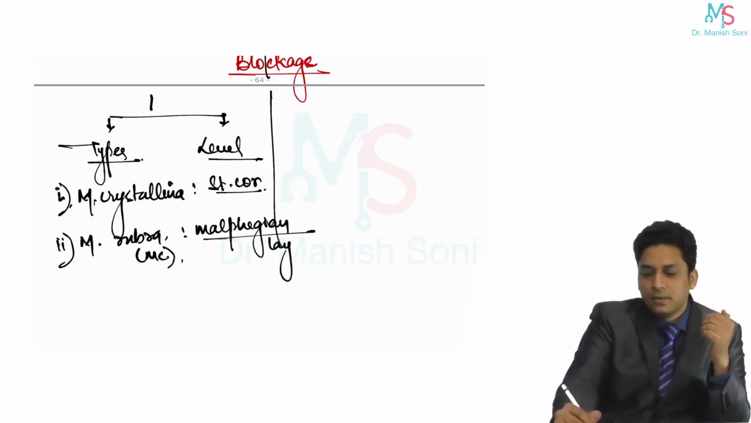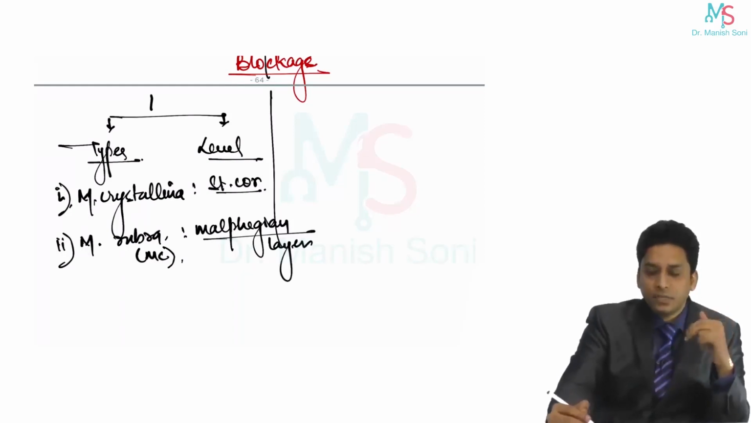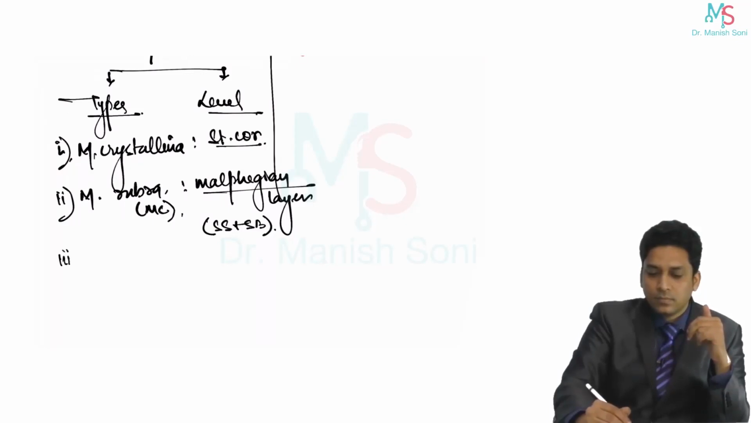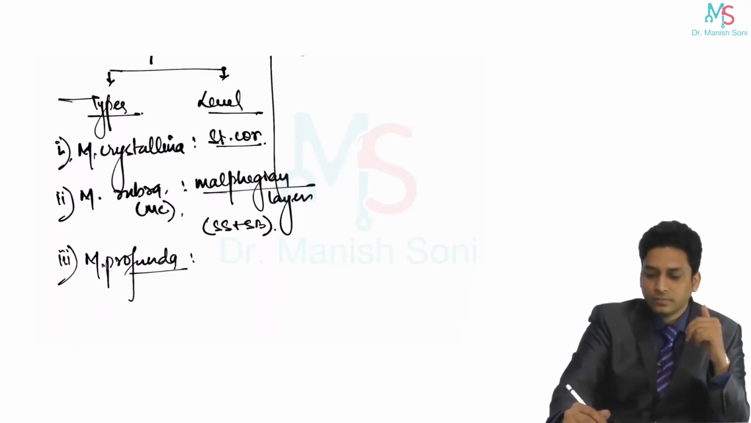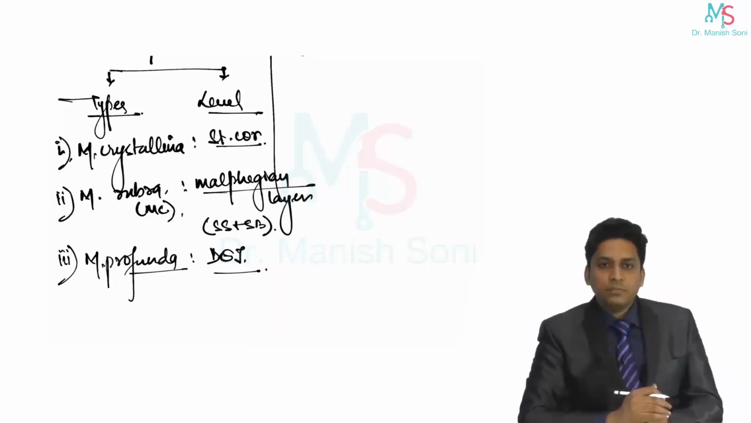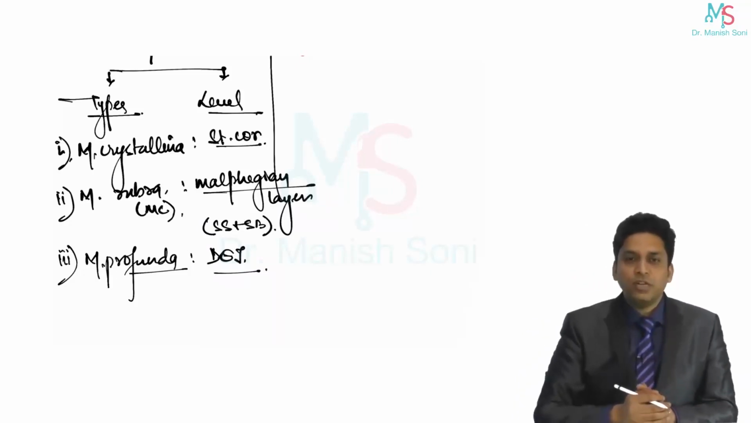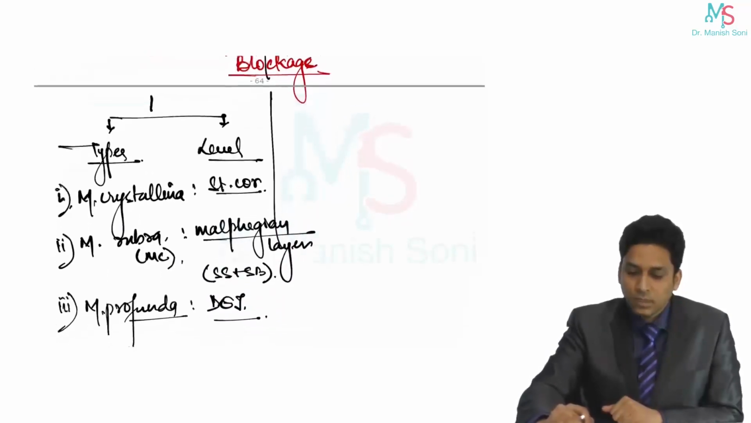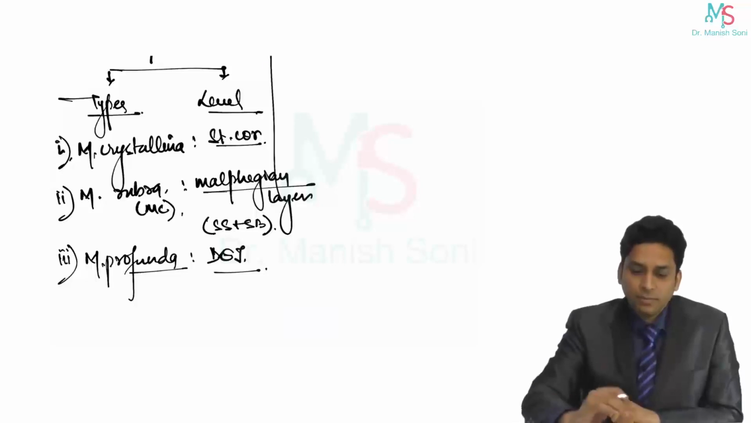Now, Malpighian layer is the lower epidermis, that is stratum spinosum along with the stratum basale. This is known as Malpighian layer. And miliaria profunda, blockage at the level of dermoepidermal junction. So, crystallina, stratum corneum; rubra, Malpighian layer; and profunda, dermoepidermal junction. So, depending on the blockage, it can be of various types.